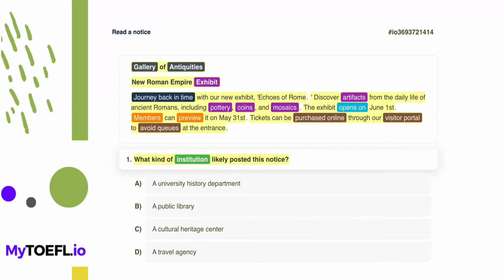To answer this, we need to look at the name of the place and what they are doing. We saw in the title that it is a gallery displaying artifacts. We need to find the option that matches this description.